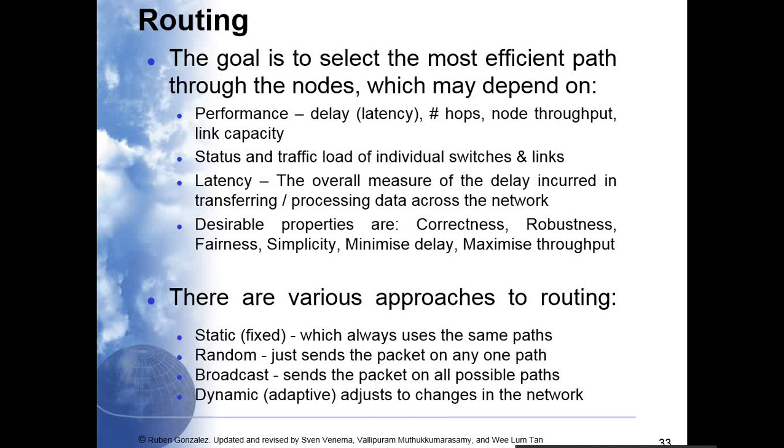Broadcasting sends the packet on all possible paths. That's very, very expensive. You tend to overload the network if you do that, but it will get there very quickly if the network's not overloaded. And dynamic or adaptive would probably be the most appropriate one, where as the network changes and this part becomes busy, you work your way around it. This is what we do in the real world in terms of traffic, right? If something is busy on a particular part, you will find another pathway around it.